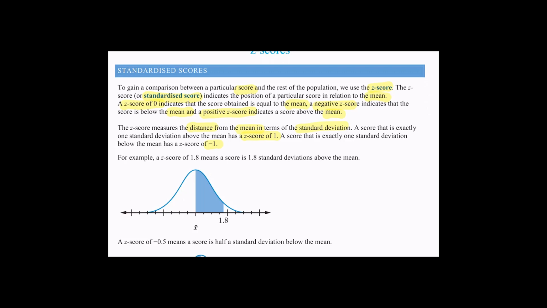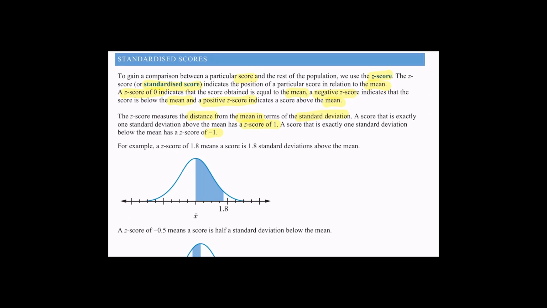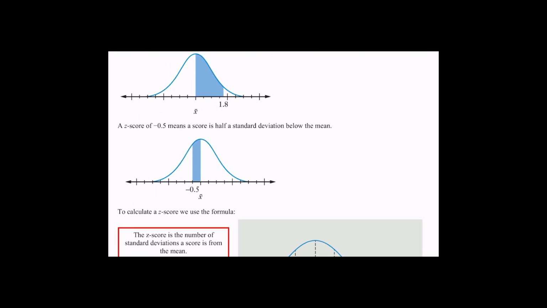If I have a look here in this example, a Z-score of 1.8 means it's 1.8 standard deviations above the mean. So here I've put 1.8 standard deviations above the mean. And in the next example, a score of -0.5 means a score is half a standard deviation below the mean.